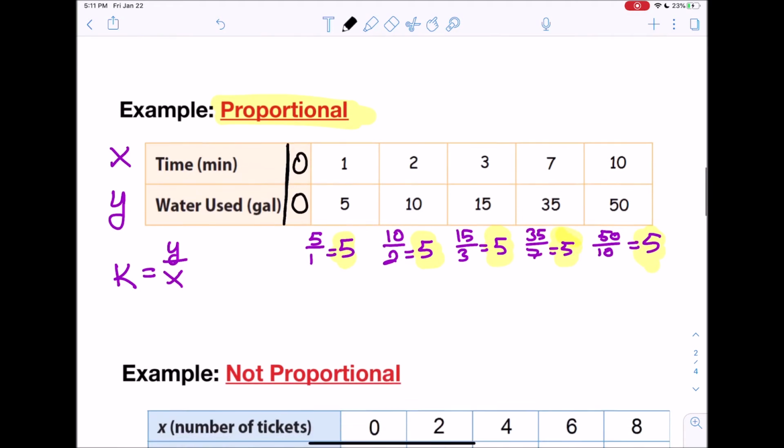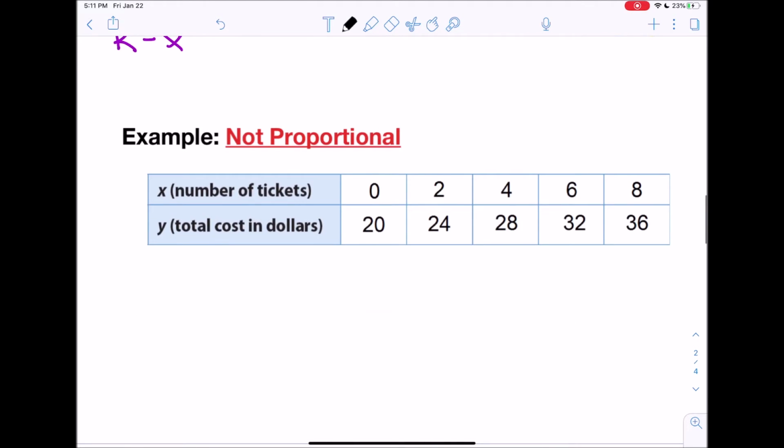All right, now let's take a look at a table that is not proportional. So once again, we have x is the first row and y is the second row. And now we're looking at the number of tickets we bought and the total cost for the tickets. So we know that the unit rate equals y divided by x, and we can go through and divide each data point to make sure that we get the same unit rate. And if we do, it's proportional. If we don't, then it's not. Okay, so I'm going to start at the 2 and the 24. 24 divided by 2 equals 12.